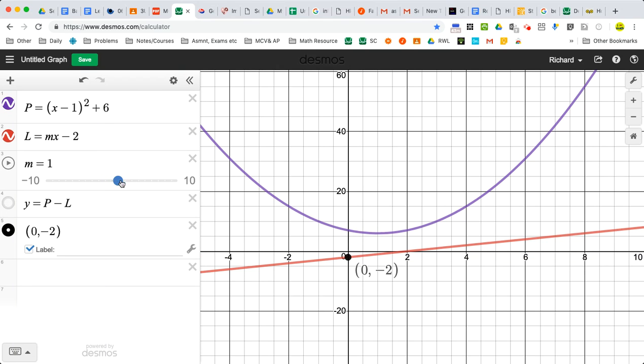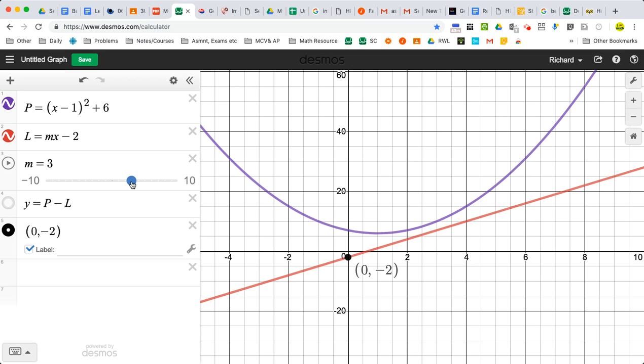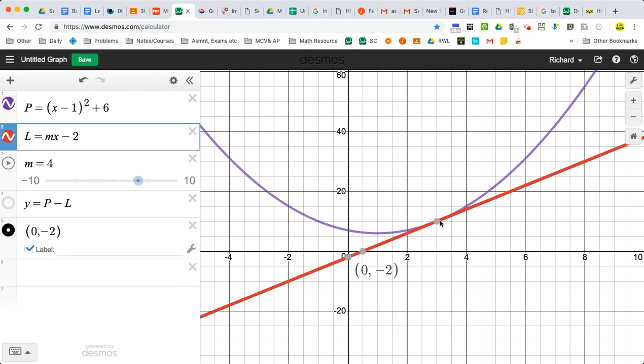So there it's 1, there it's 2, there's 0 intersection points. M is 3. There's still 0 intersection points. Oh, look at that. M equals 4. There's a single intersection point between the line and the parabola.